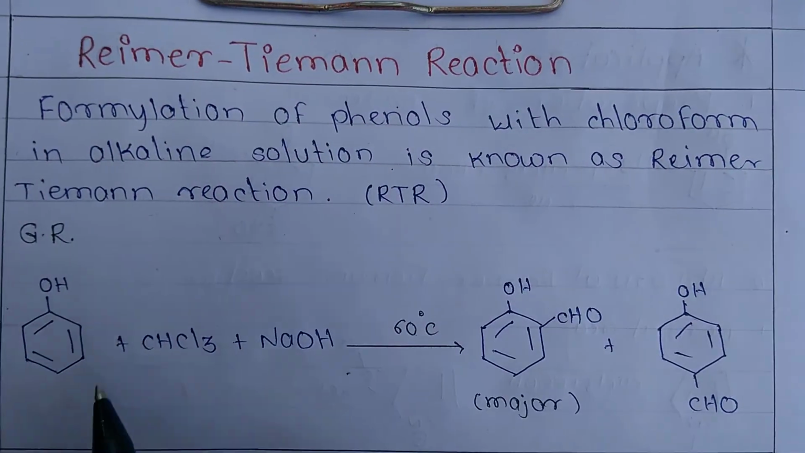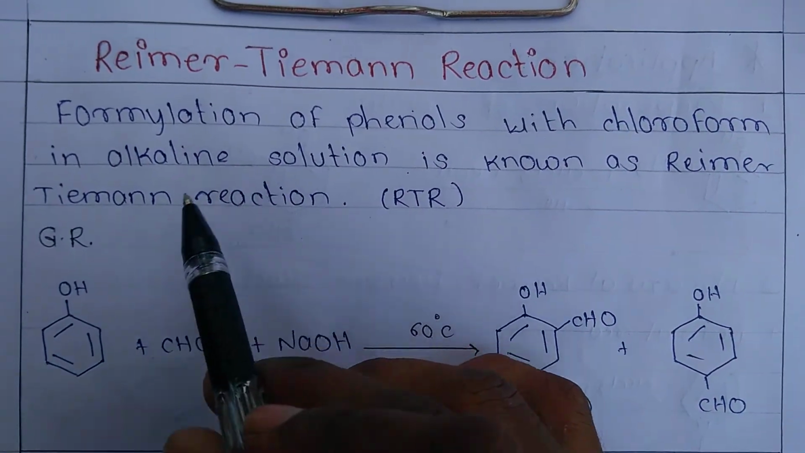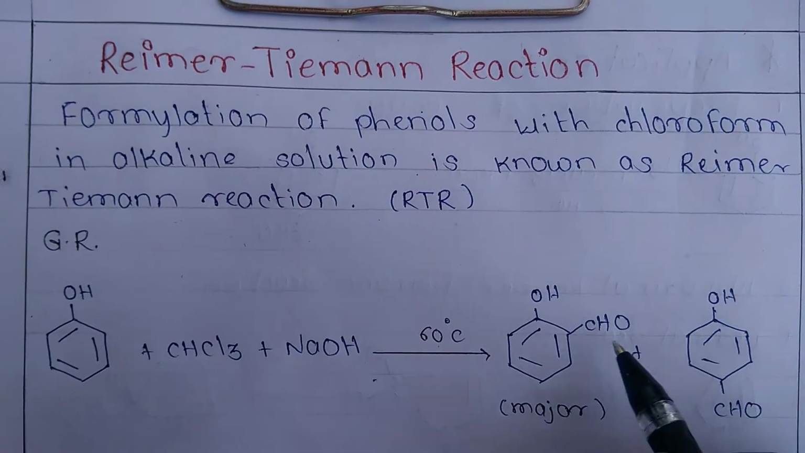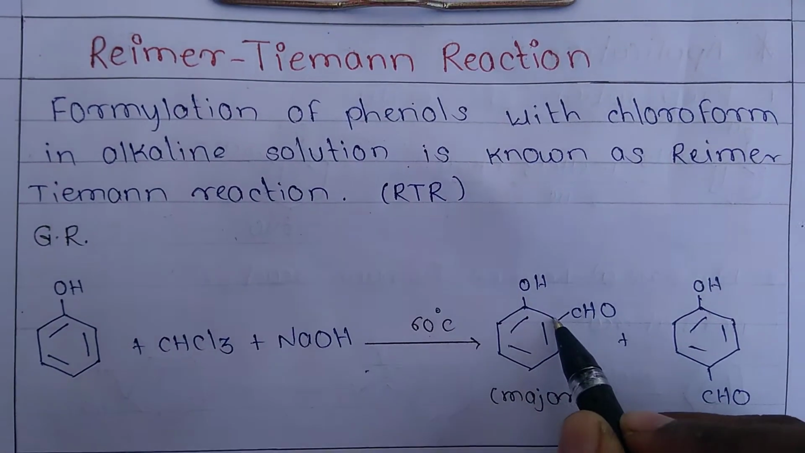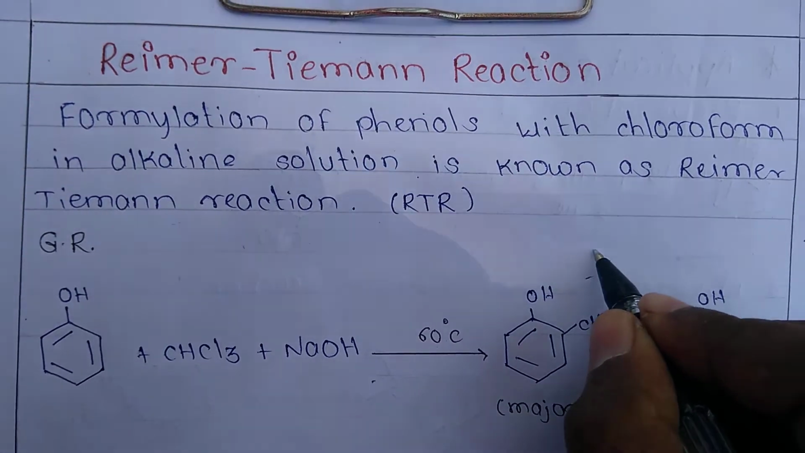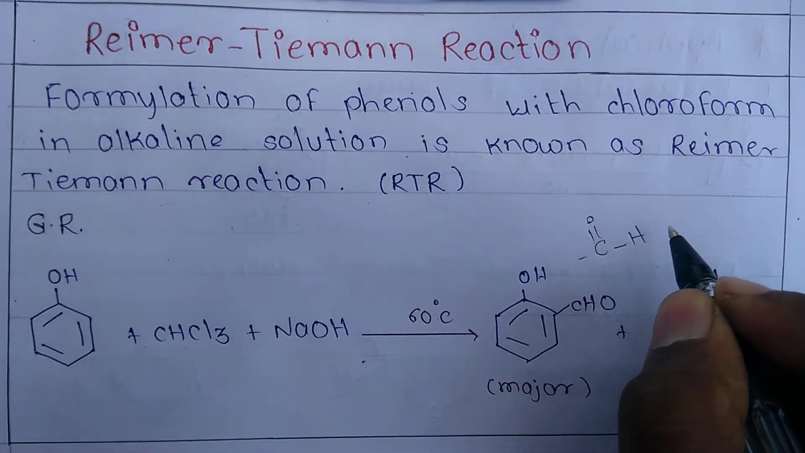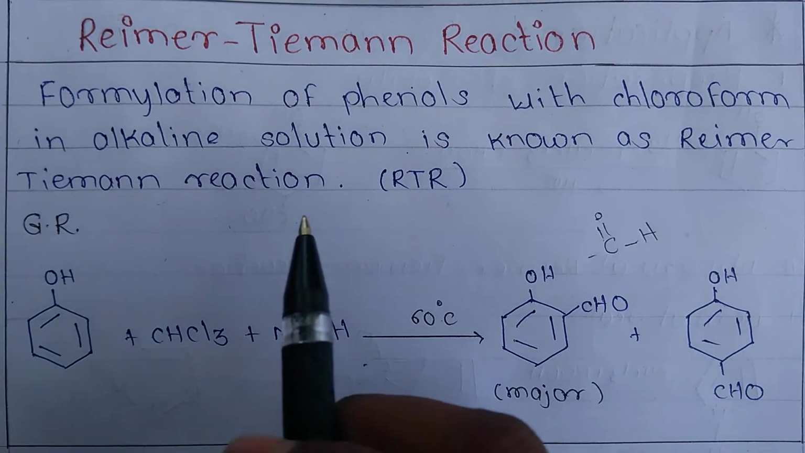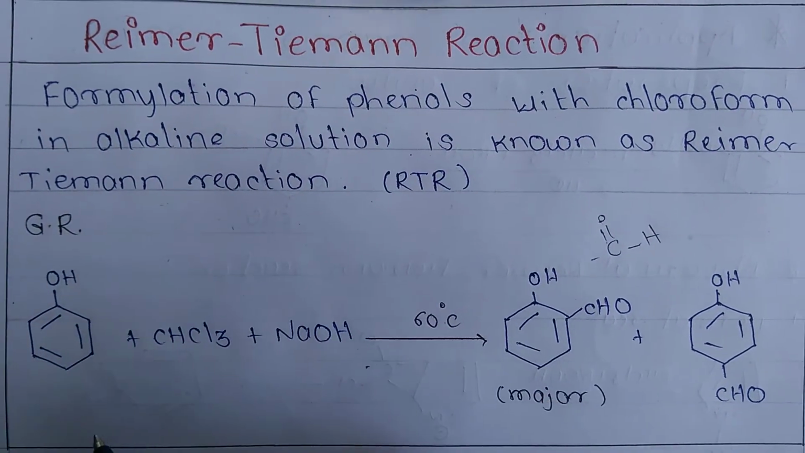Formylation of phenol means that in phenol, in the ortho or para position, there is a formyl group, that means C double bond O, H. This is a formyl group. This method is applicable to phenols and some heterocyclic compounds.